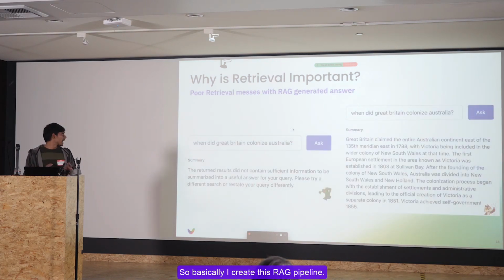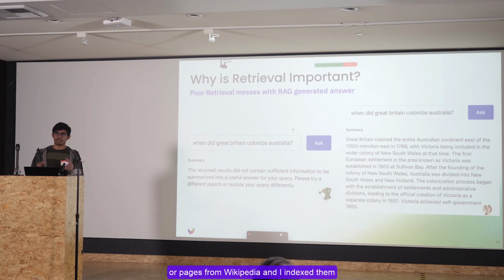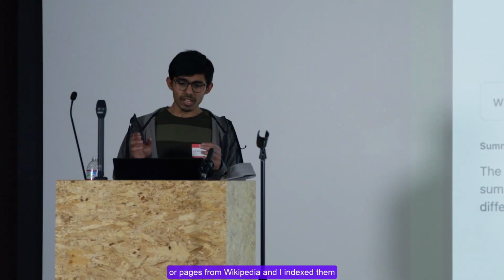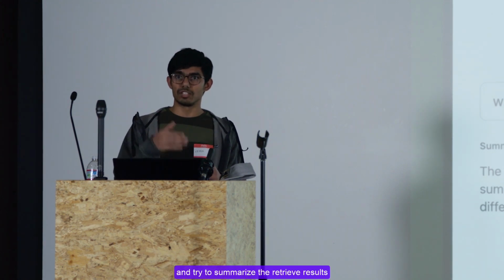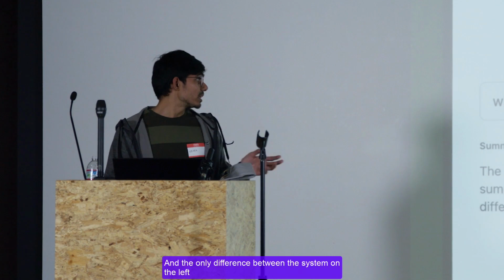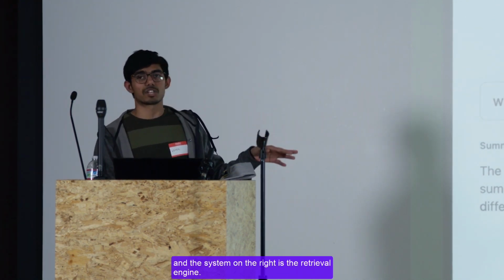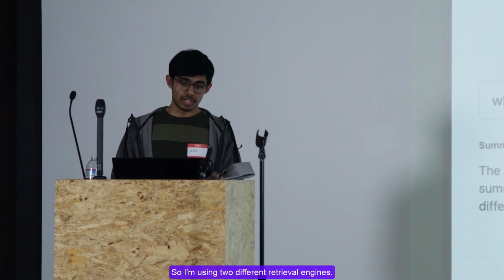So basically, I created this RAG pipeline. What I did was I took a bunch of documents or pages from Wikipedia and I indexed them. And I then ran a query over these documents and tried to summarize the retrieved results using a large language model. And the only difference between the system on the left and the system on the right is the retrieval engine. So I'm using two different retrieval engines.